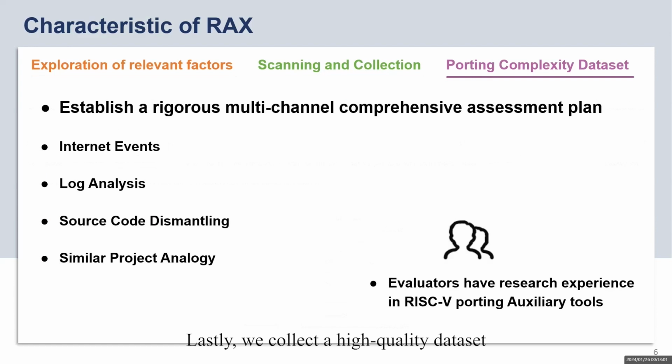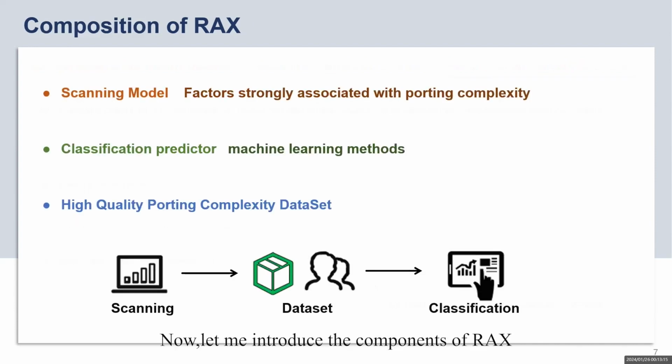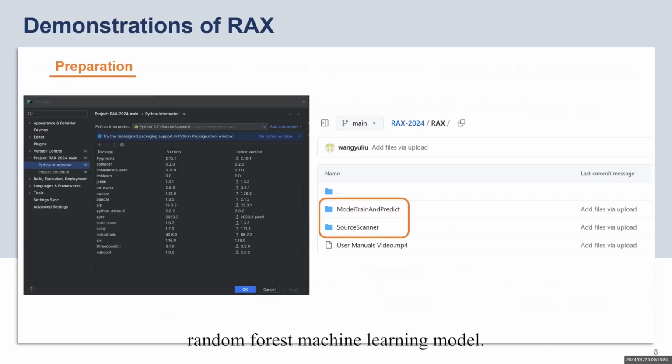Lastly, we collect a high-quality dataset by inviting researchers involved in RISC-V porting work to label the data according to four aspects, and set the porting difficulty label for the following training steps. Now let me introduce the components of RAX, including the scanning tool based on architecture-relevant factors, the high-quality dataset constructed by professional scoring, and the classifier implemented using a random forest machine learning model.